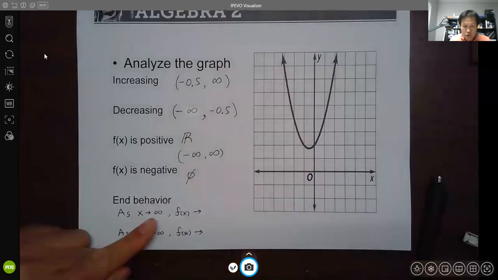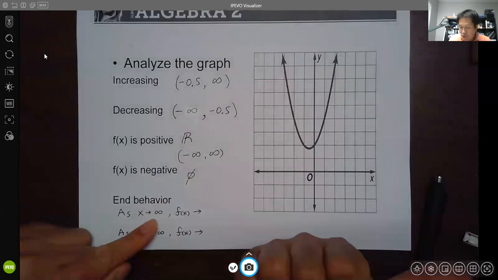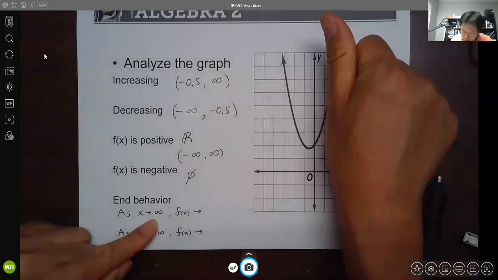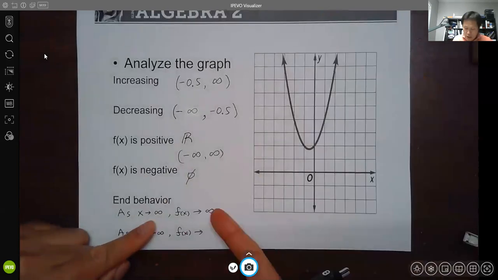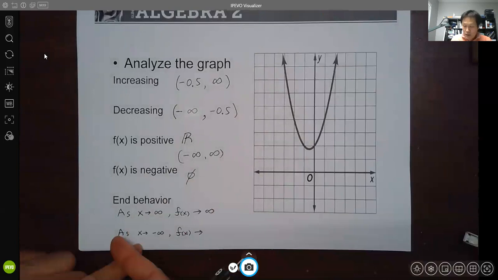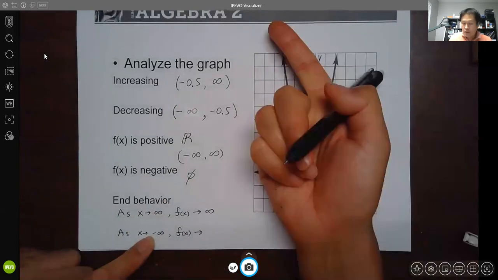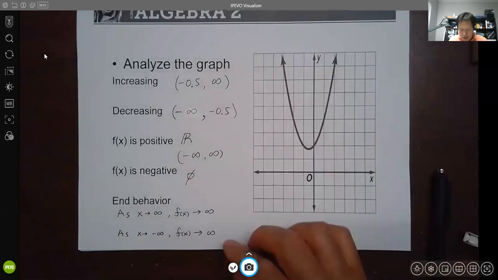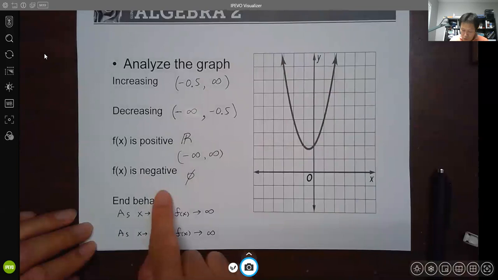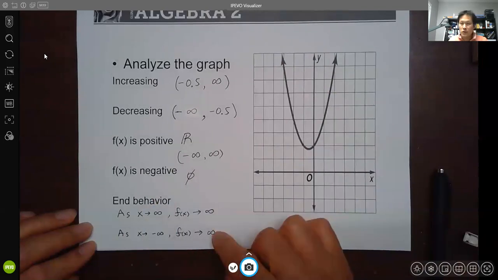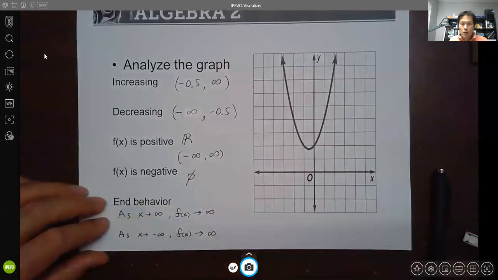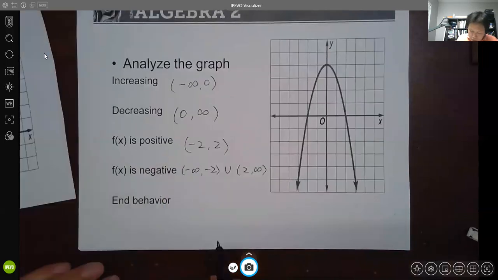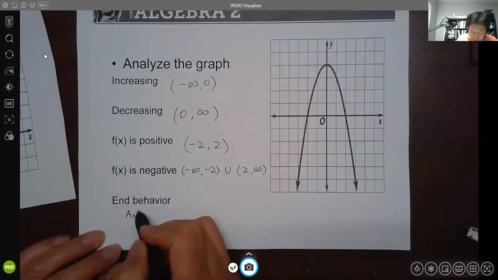What does that mean? As you go to the right, what happens to the y? Goes up, increases. So this should be positive infinity. As x approaches minus infinity means as you go to the left, what happens to the y? Goes up as well. So you write this no matter what, to find the end behavior. Only these two are the ones you will change from problem to problem. So you try this, please, the end behavior. You always write this.